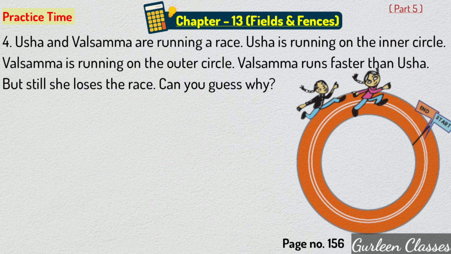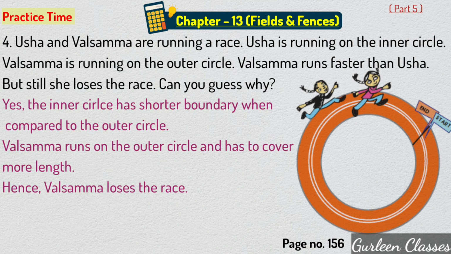Question number 4. Usha and Valsama are running a race. Usha is running on the inner circle. Valsama is running on the outer circle. Valsama runs faster than Usha, but still she loses the race. Can you guess why? Yes, the inner circle has a shorter boundary as compared to the outer circle, and Valsama runs on the outer circle and has to cover more length. Hence, Valsama loses the race, because she runs on the outer circle and has to cover more length.